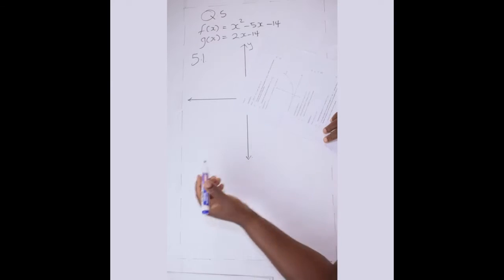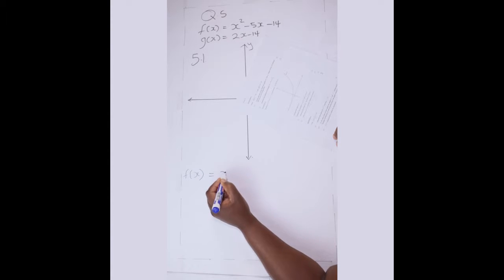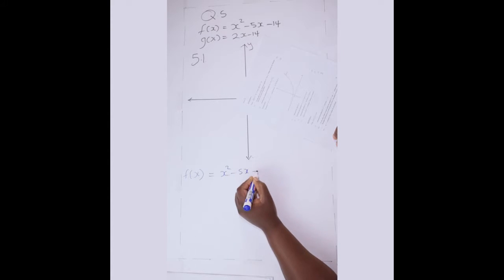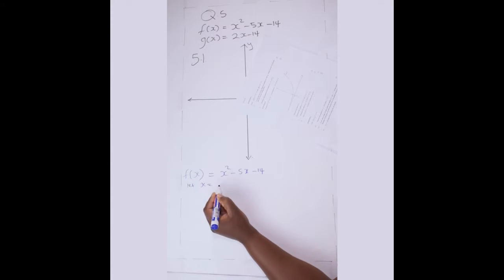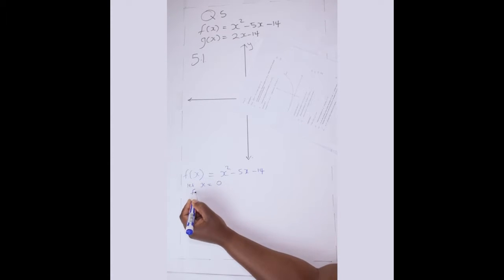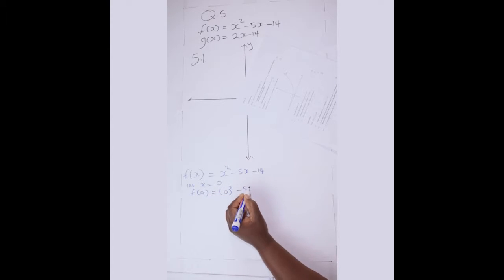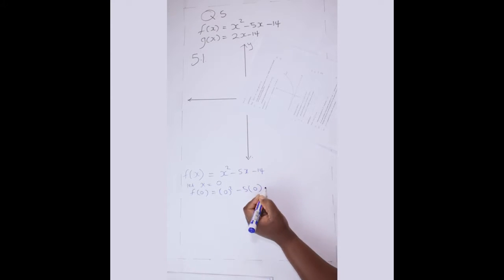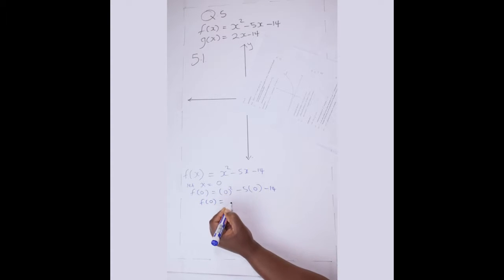To start with the one for f of x, which is the parabola, we'll say f of x equals x squared minus 5x minus 14. So let's find the x and y intercepts so we can plot. For our y-intercept, we are going to let x be equal to 0 so we can find y. Remember, f of 0 is our y, so we put 0 wherever we see x. f of 0 equals 0 squared minus 5 times 0 minus 14. That makes our y-intercept minus 14. So f of 0 is minus 14.